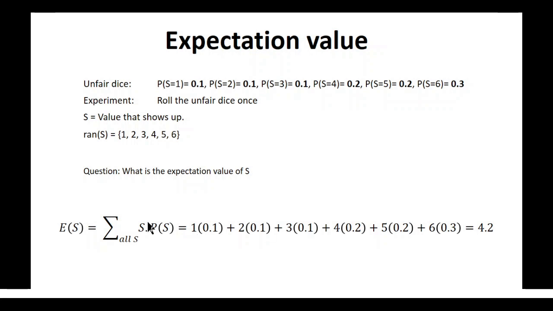So the calculation will be 1 times the probability of 1 occurring, which is 0.1, plus 2 times probability of 2, which is 0.1 again, and so on and so forth until 6 times probability of 6, which is 0.3. So if we do the calculation, it will turn out that the expectation value for the variable s is 4.2.